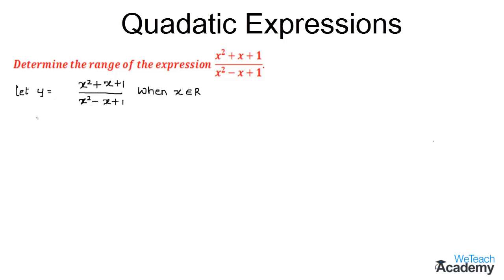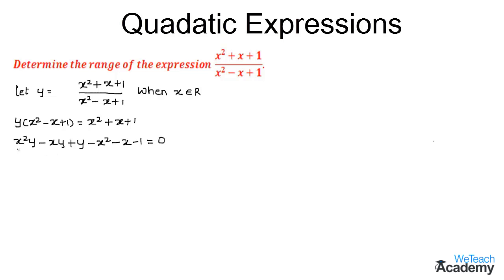So on cross multiplying this, we get y into (x square minus x plus 1) is equal to x square plus x plus 1. So let us multiply y with the group. So we get x square y minus xy plus y, and let us bring all the terms to the left hand side. So we get minus x square minus x minus 1 is equal to 0.